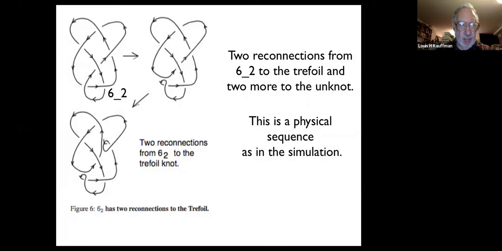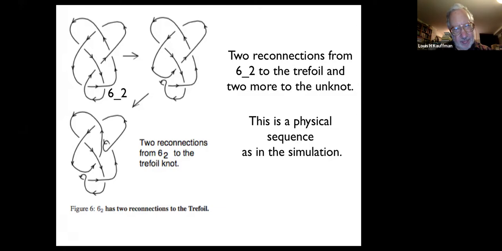So if we went back to 6-2, then we see that what had happened in that movie, what had happened in the differential equations evolution, was that over on the lower left, there was a reconnection bringing us to this link. And then that link underwent a reconnection with itself, with its other component over here, and brought us back to a trefoil knot. And then the trefoil knot underwent some reconnections, and it took four altogether.